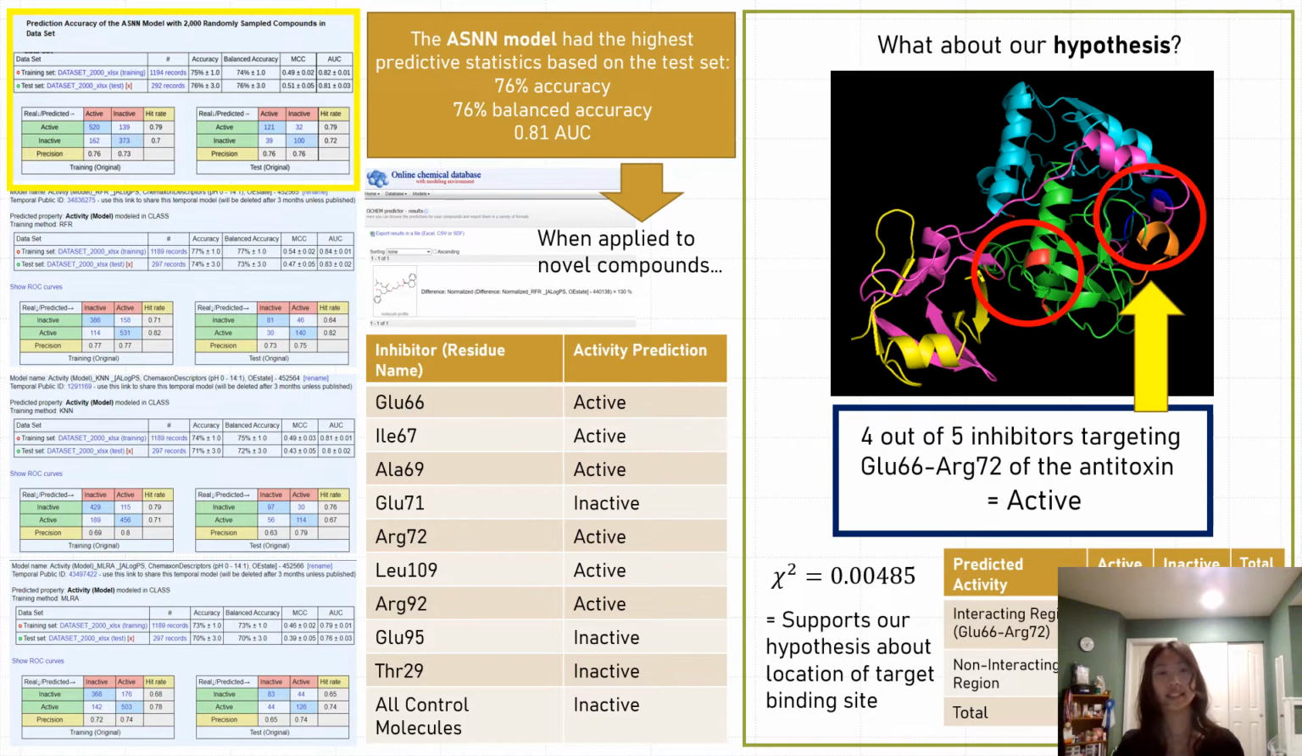The model predicted 6 out of the 9 inhibitors as active compounds, and interestingly, 4 out of the 5 inhibitors that were targeted towards the top scoring interacting region were predicted as active. Along with current experimental data on active sites of the Kid toxin, this supports the hypothesis that this region from GLU66 to ARG72 is the most critical interaction site and the most promising target for the development of a small molecule inhibitor.